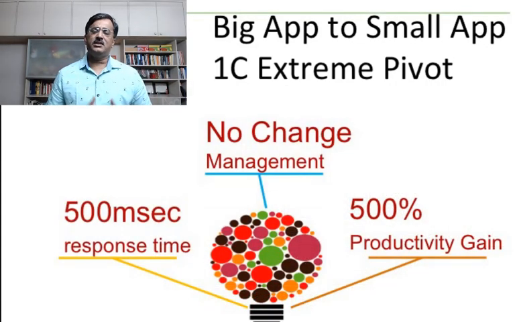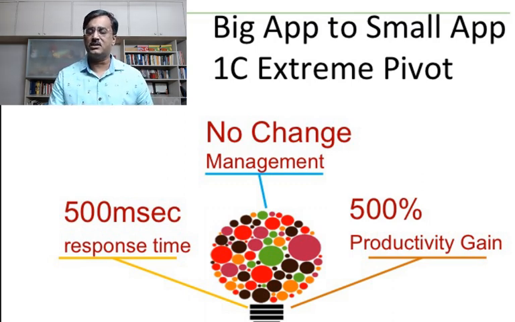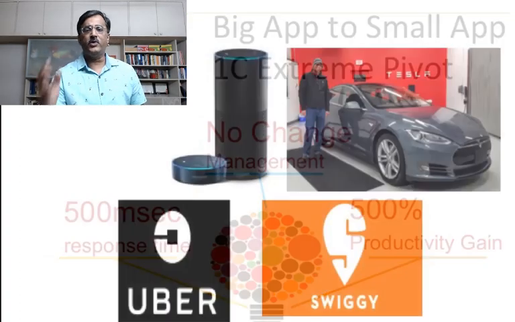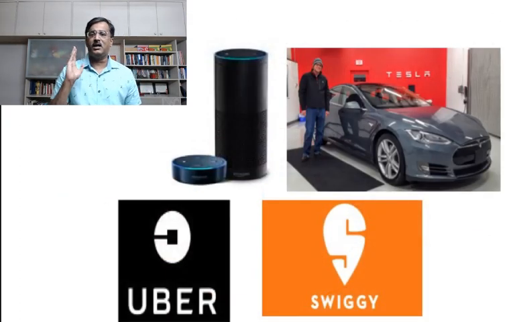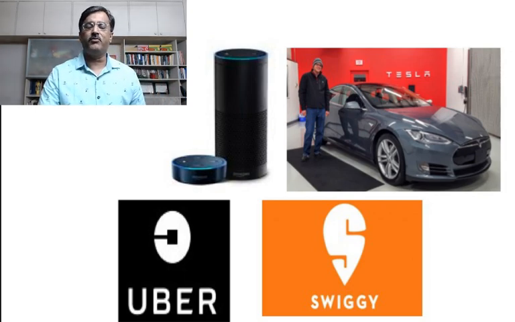In Cognizant, as the CIO, my team, we executed a pivot from big app to small app. Big apps took a lot of time, months and years, and still didn't deliver the user experience that we were looking for. Move to small apps, which we could deliver in a few weeks, sometimes in few days, with 500% productivity gain and no training required. That is why it is successful and impactful. This is why I say that Alexa, Uber, Tesla, Swiggy are all extreme pivots, and that's why they are impactful.